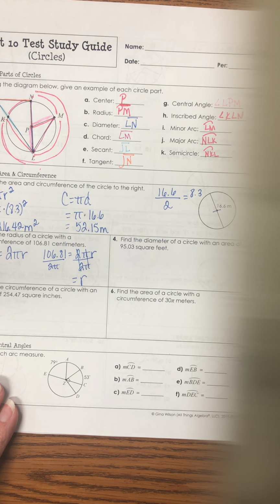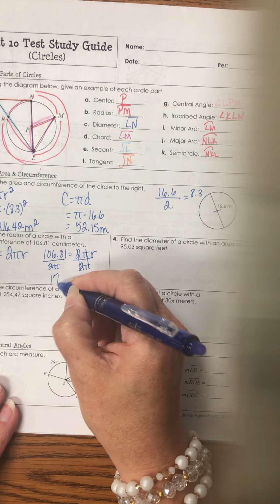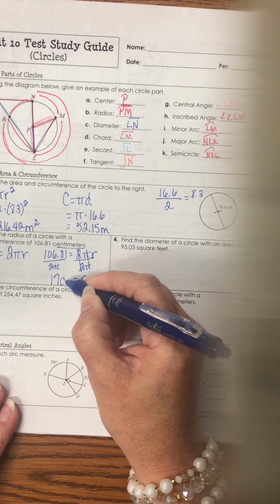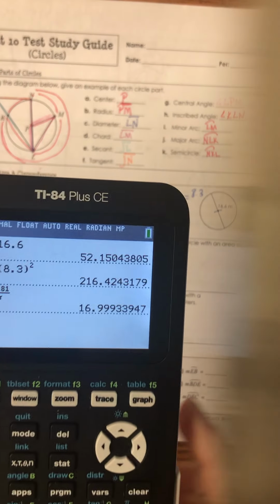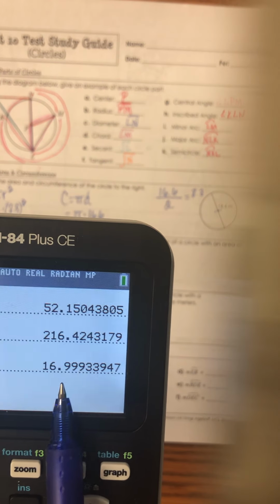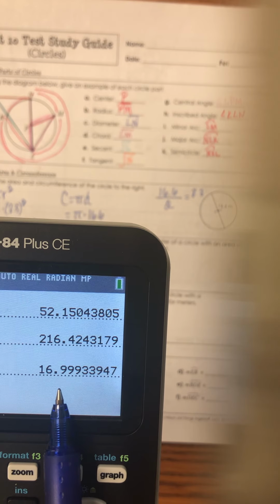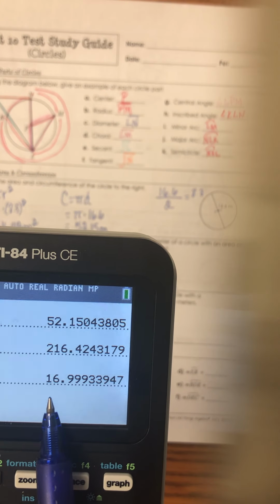So what I have here is 106.81, and I'm going to divide it by 2 pi. And that's going to give me, if I go 2 decimal places again, 16.999. The 9 will keep rounding the tens up until we get to 17. Since it's centimeters, my answer will be 17 centimeters. Now look at my calculator right here so that you can see how I rounded. You see how the 9 will round up to a 10, which will round that 9 up to a 10, which will round the 6 up to a 7.